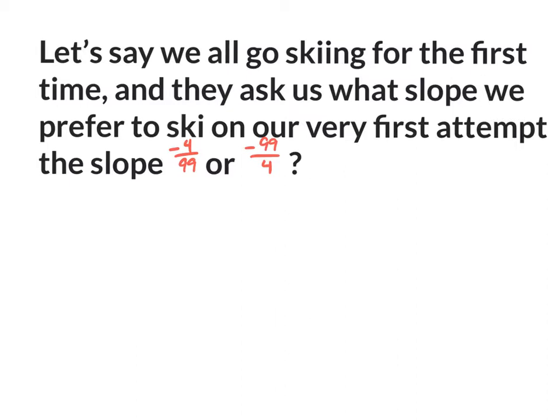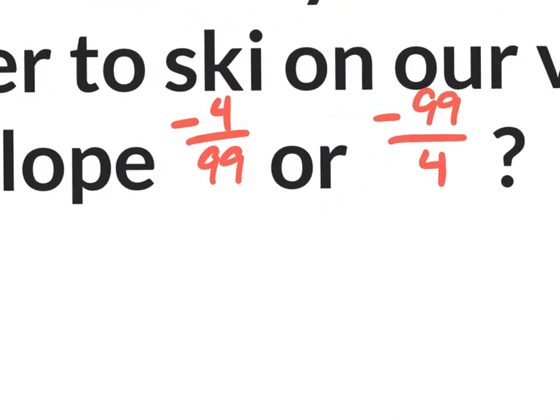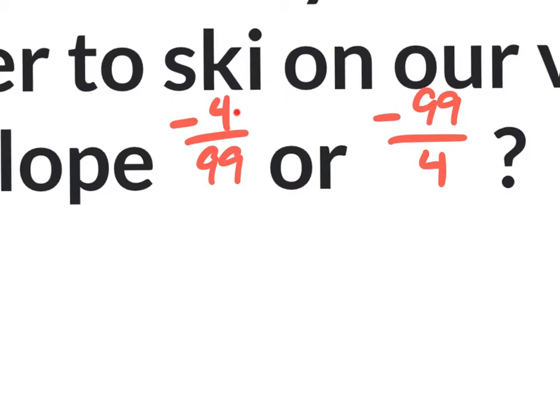Now remember, negative slope, it's just going down. The negative means it's going down 4, right? So you don't want to ski up a mountain, you want to ski down a mountain, right? So that's when you have negative slope. Good question. But anyway, talk to a partner and see what you decide, whether you prefer to ski down for the first time, if you've never skied before, -4 over 99 or -99 over 4.